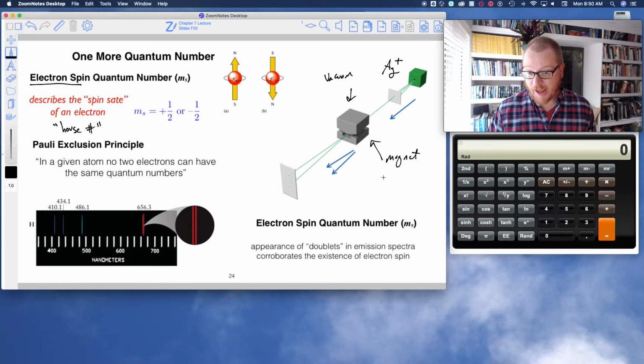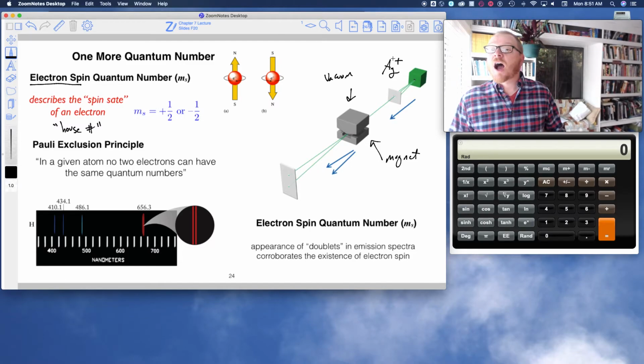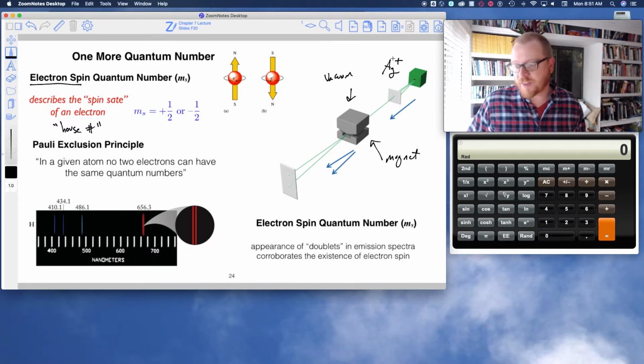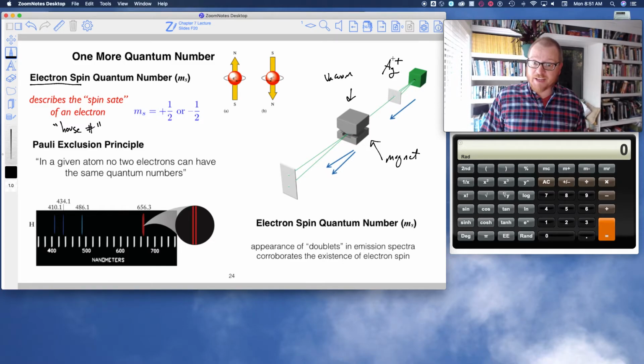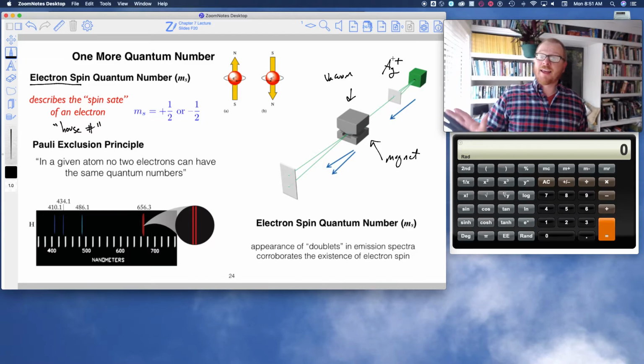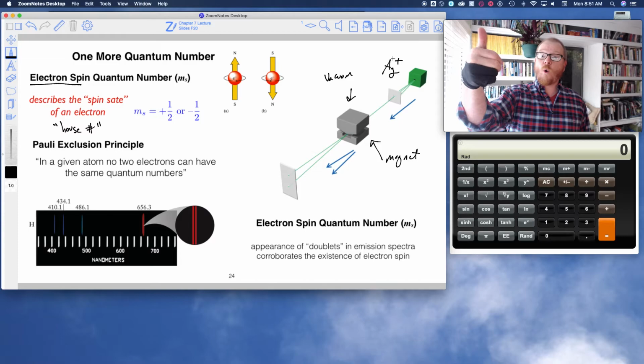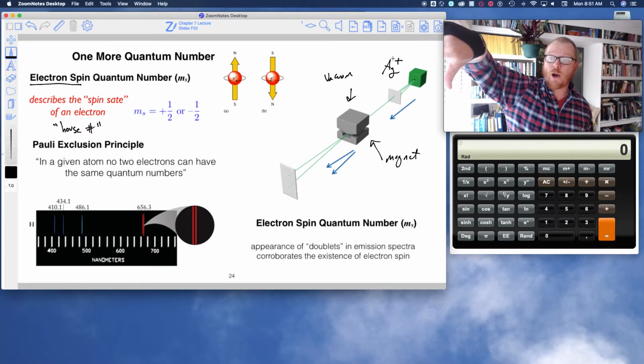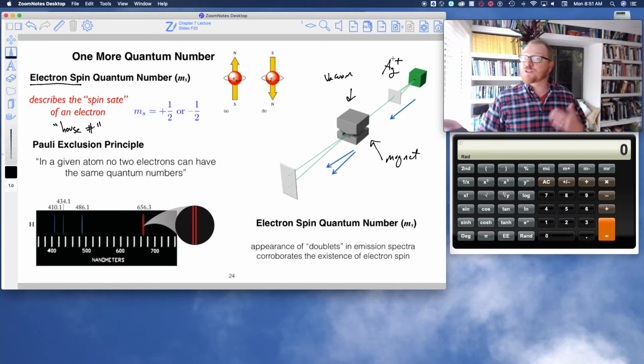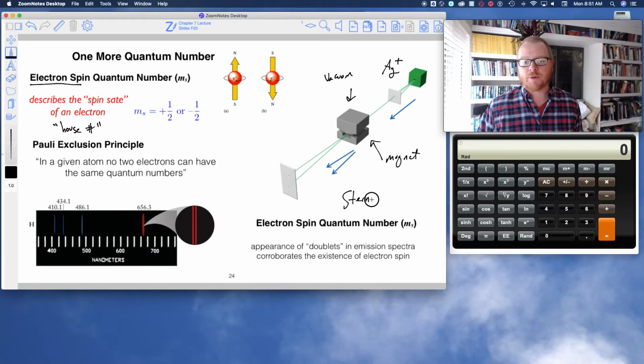magnet. And as it turns out, silver plus has one unpaired electron, and we'll see what that means later on. But because of that one unpaired electron, it could actually be spinning up, so it can have a north pole going this way, or it could be spinning down. And as it turns out, there's an equal probability of having both. So what they saw, oh, this was the Stern-Gerlach experiment. I just remembered that.